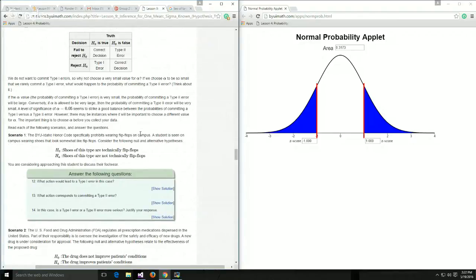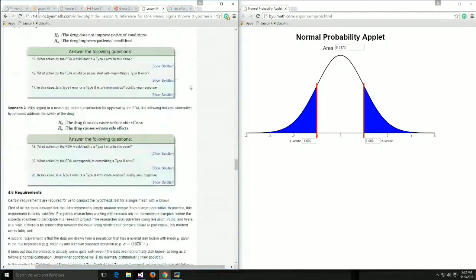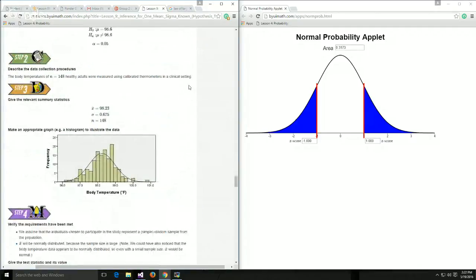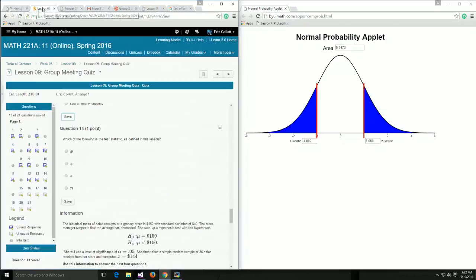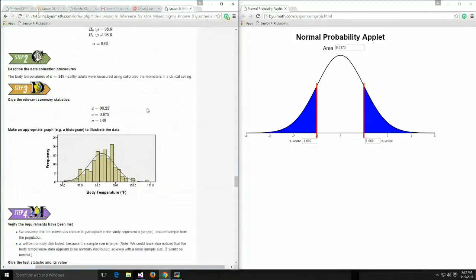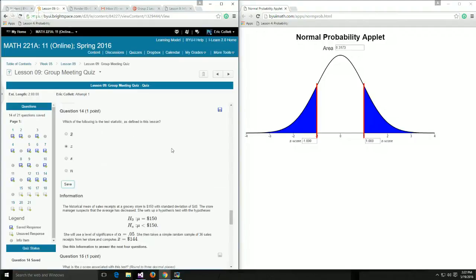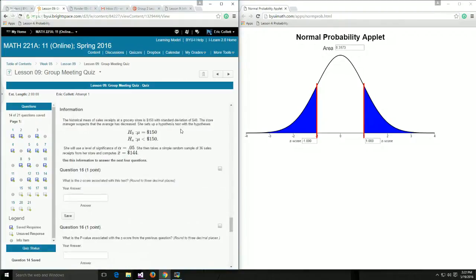Which of these is a test statistic? Z. Yeah. That's what the book says. That's cool with me. Oh yeah, this says give the test statistic and its value, so for sure Z is a test statistic. So we cannot argue.